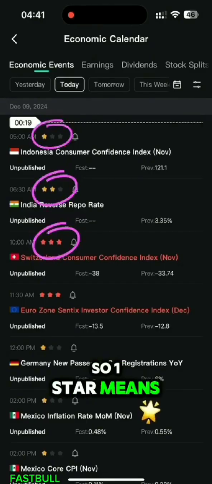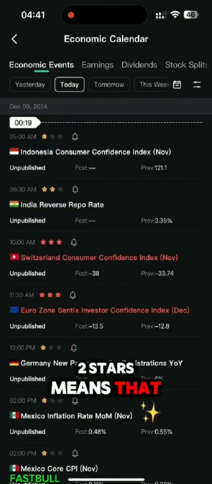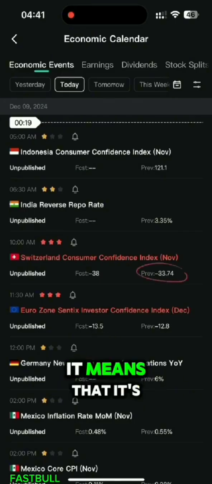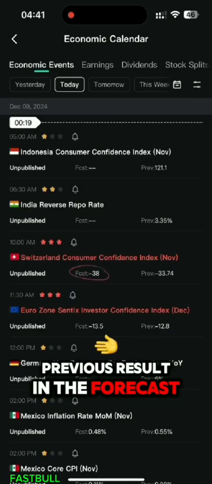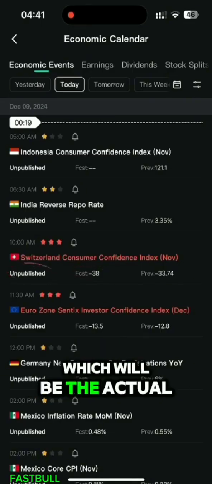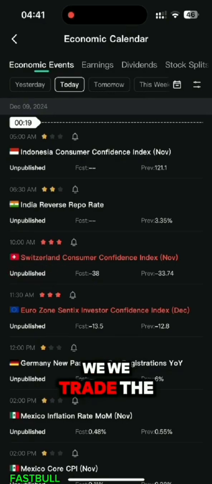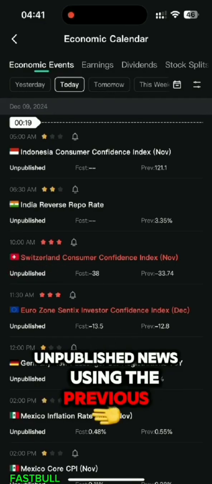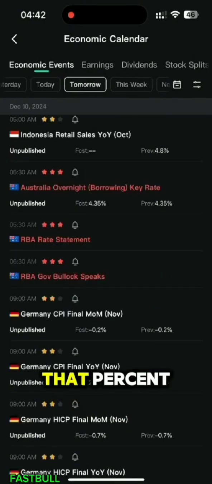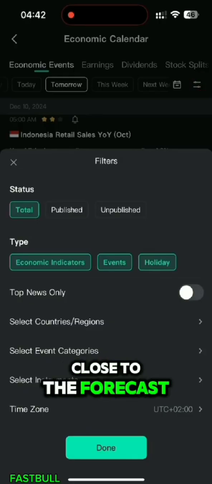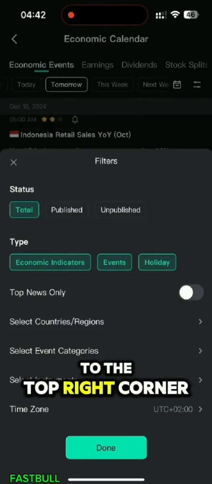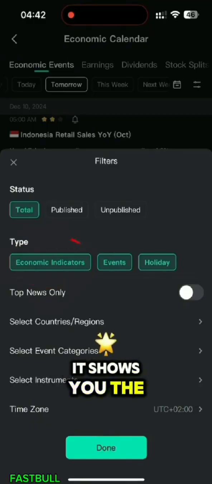So 1 star means that it's low impact, 2 stars means that it's middle impact, and 3 stars means that it's high impact. On there you check the previous result and the forecast, and then the unpublished, which will be the actual. So we trade the unpublished news using the previous and the forecast. So if the previous is that percent and the forecast is that one, it means that the actual would be close to the forecast.